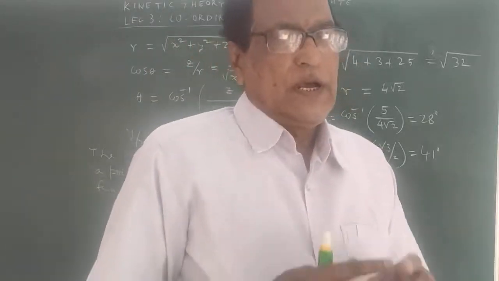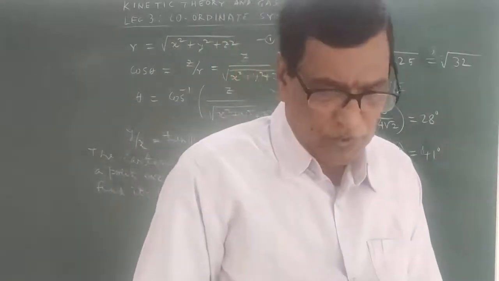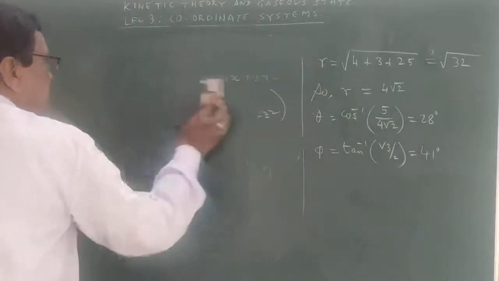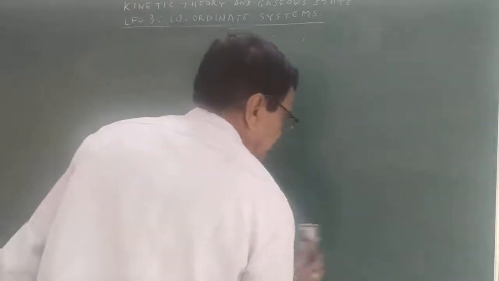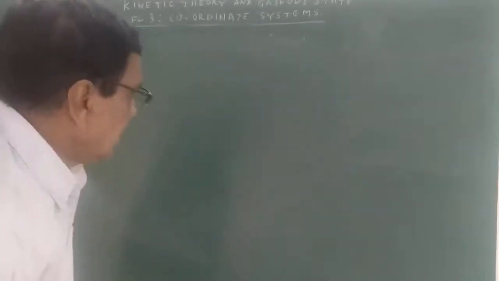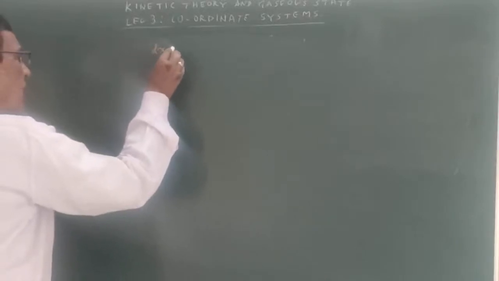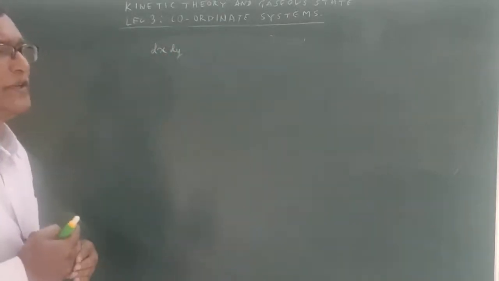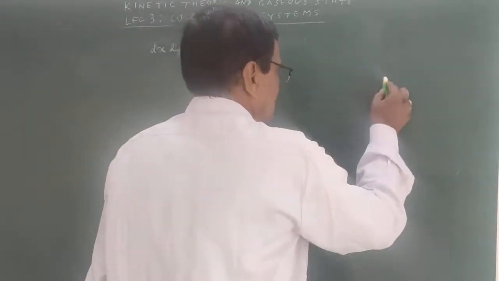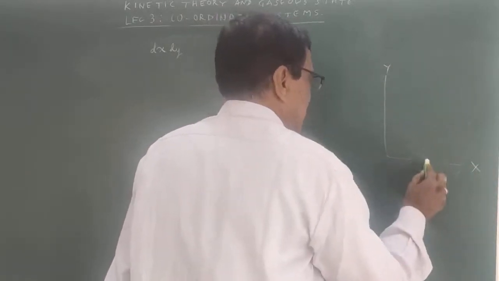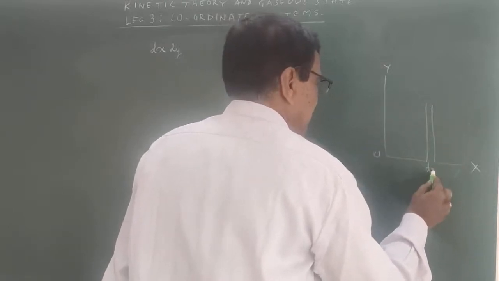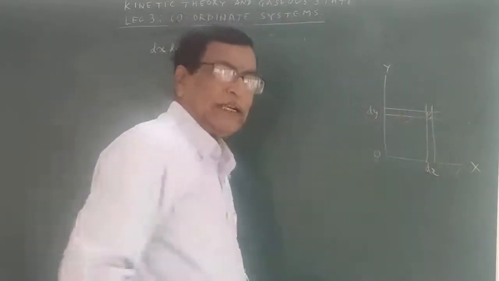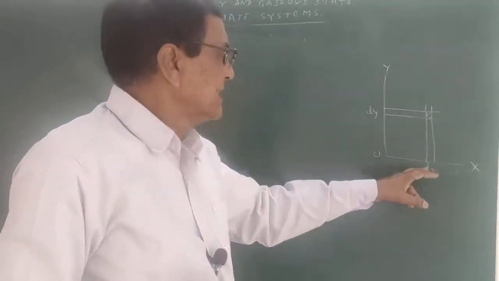Now I would like to make a conversion of this dx dy. What will be the value of dx dy in terms of these polar coordinates? dx dy is the infinitesimal change of x and change of y, and these two will give you this area. It is very easy. Say this is the x-axis, this is the y-axis, this is the origin, this one is dx, and this one is dy. Whenever you multiply dx and dy, it will give you this area.